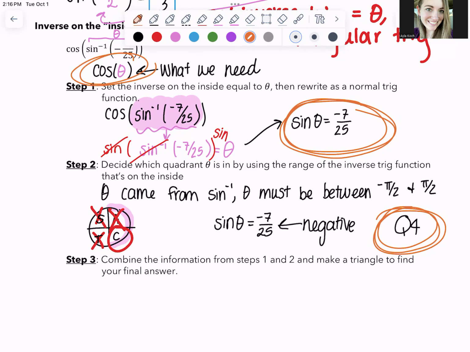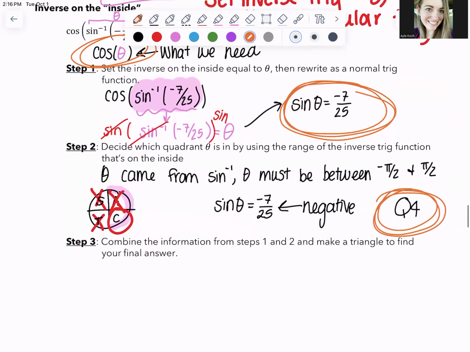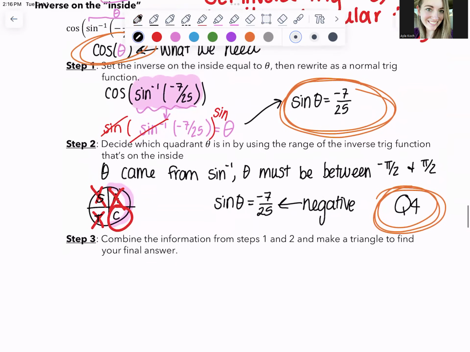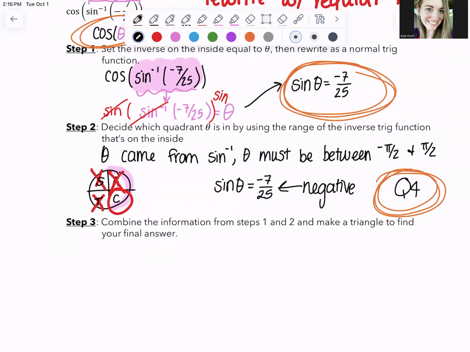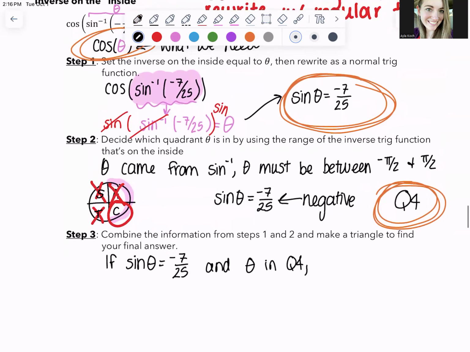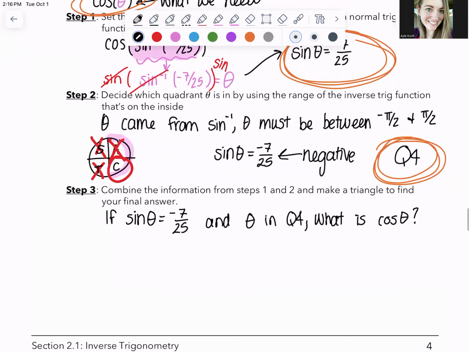So here it is all together. The question we're really being asked is the same question we've answered 1.5 million times, the same types of questions you answered all last chapter. If sine of theta is equal to -7/25 and theta is in quadrant 4, what is cosine of theta? And you've done this a million times. So in quadrant 4, cosine is positive.